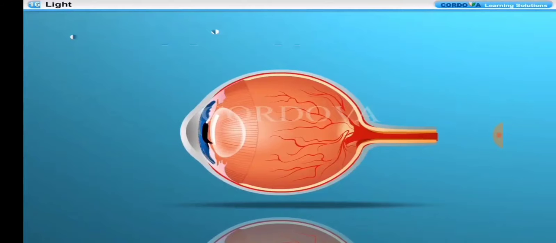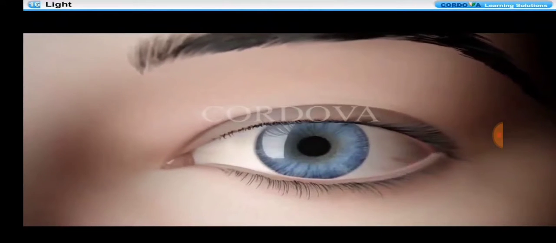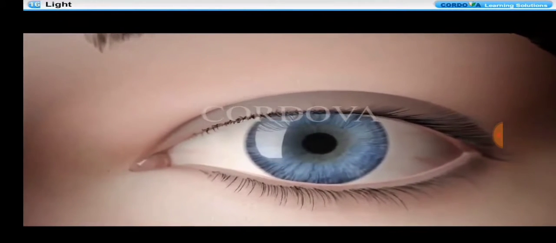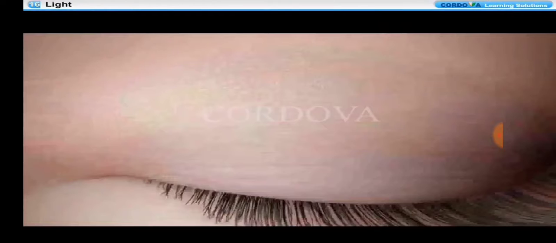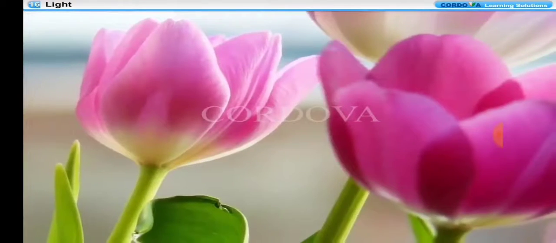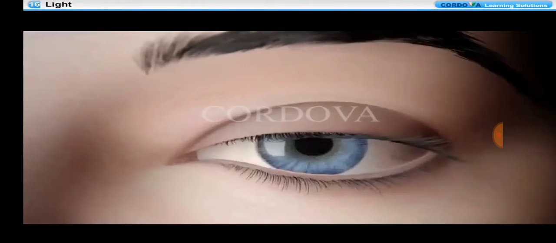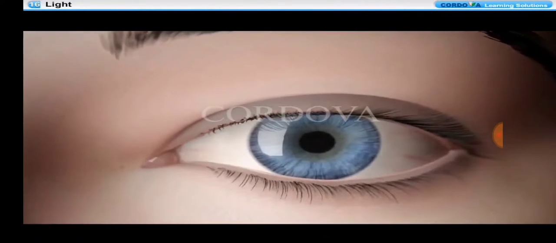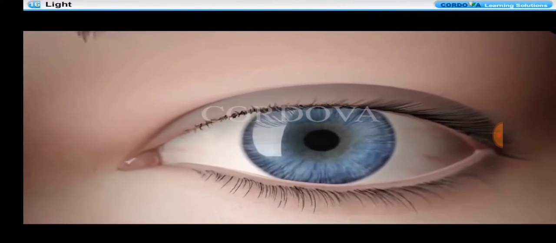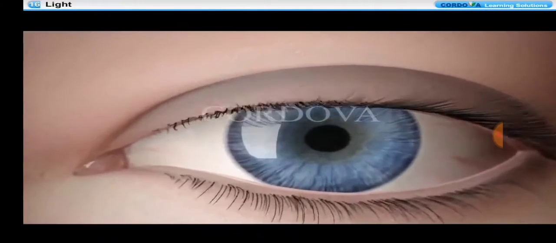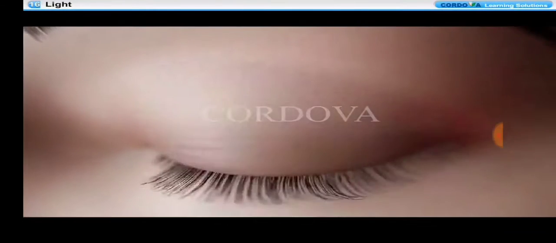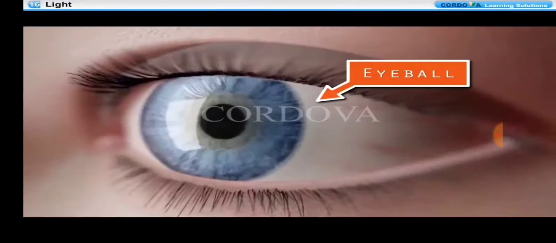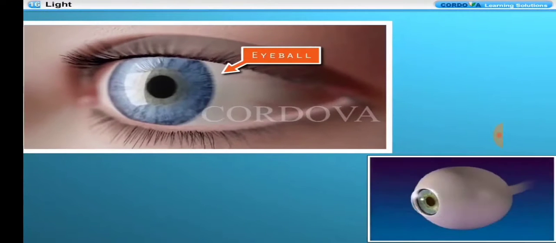Human eye. The human eye is a light-sensitive organ which enables us to see the beautiful world around us. The eyelids act as the shutter of the eye and protect it from injury or prevent any object from entering the eye. It also shuts out light when not required. The eyeball is almost like a spherical ball. It has a diameter of about 2.3 centimeters.